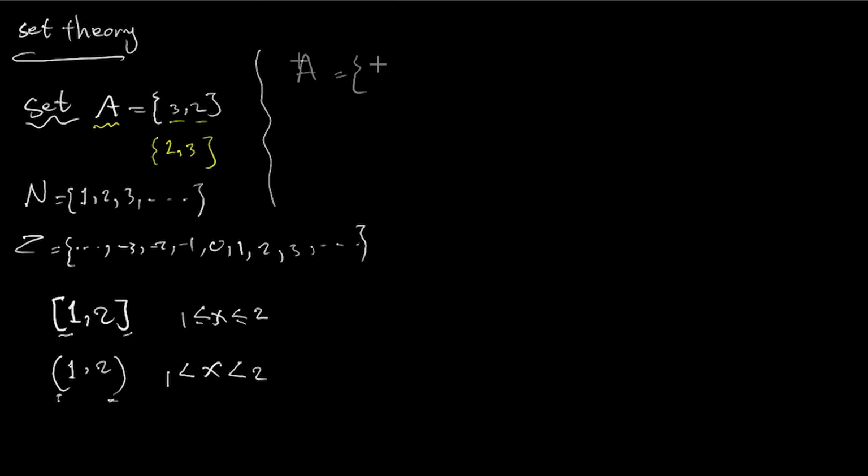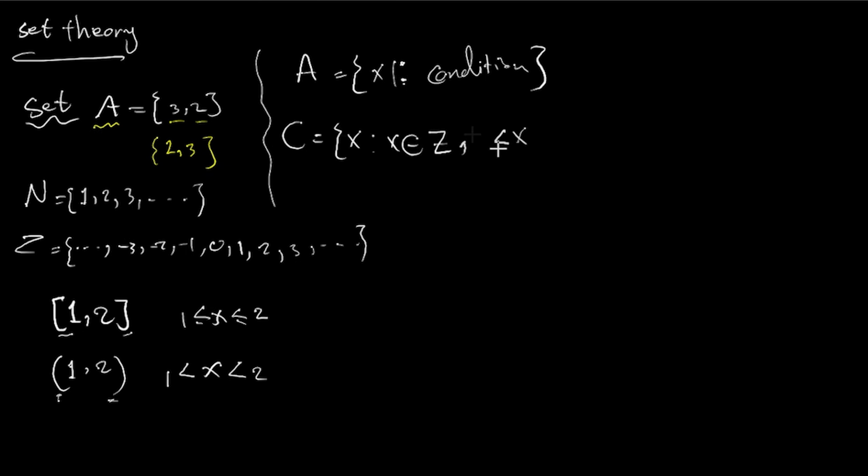For example, I could say x is an element such that it satisfies a certain condition to be an element of A. Say, for example, I get set C containing x such that x is an integer larger than or equal to -2 and less than, say, 10. Then C is actually equal to -2, -1, all the way up to the value of 9.